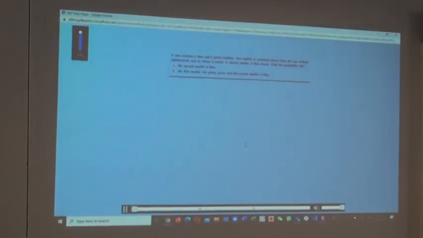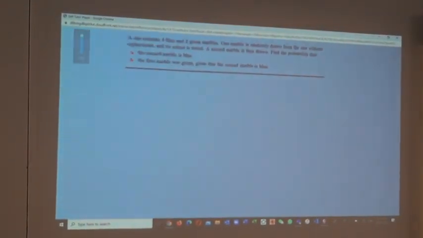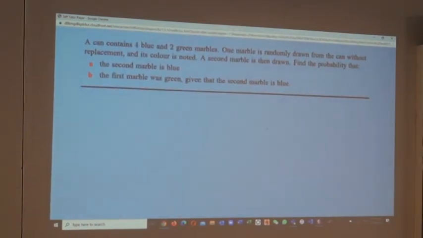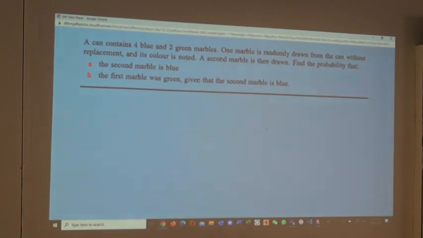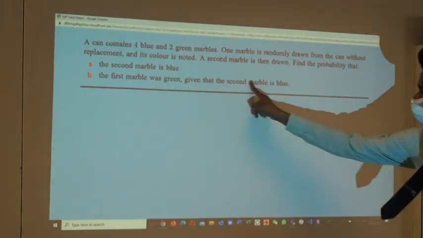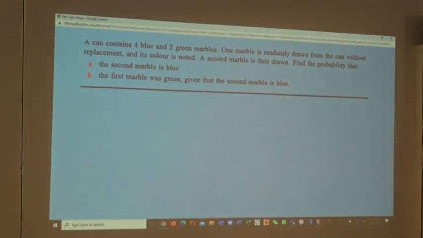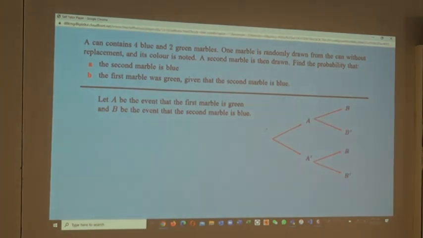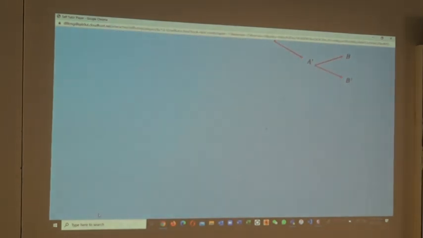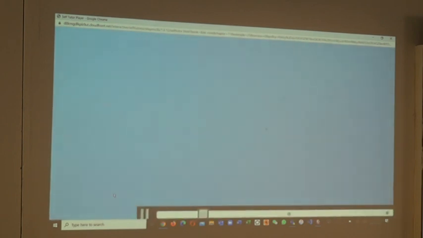In this example, we explore Bayes' theorem, which is a formula for calculating conditional probability. Two marbles are randomly selected from a can without replacement. The selections are therefore dependent. Notice that in this question, we are working towards a conditional probability that the first marble is green and the second marble is blue. We label these events A and B respectively. For the first draw, there are four blue and two green marbles. The probability of A that the first marble is green is 2 over 6.